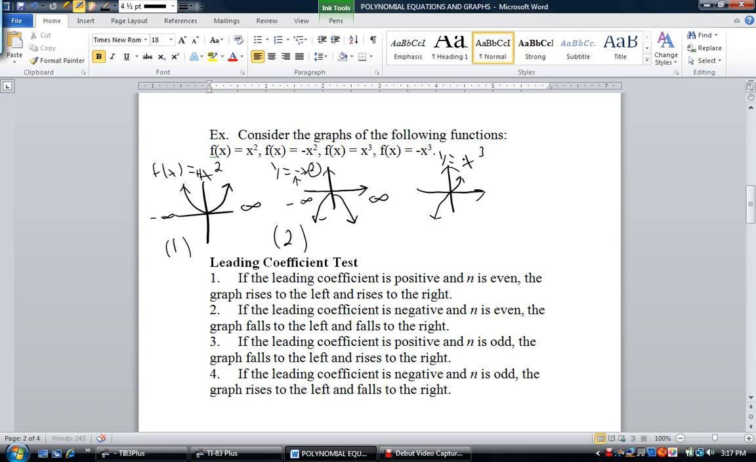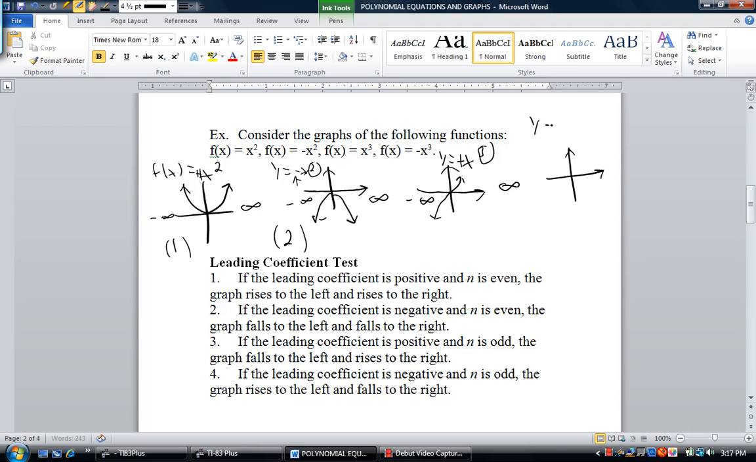Once again, it's a positive coefficient, but this time it's an odd exponent or odd degree. That means as you go to the left, it's falling. And as you go to the right, it's rising. Imagine that. Is that not the craziest thing you've ever heard?